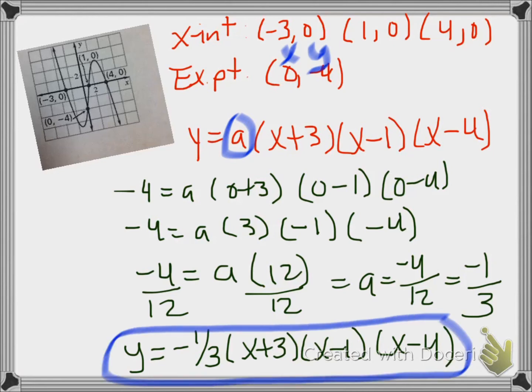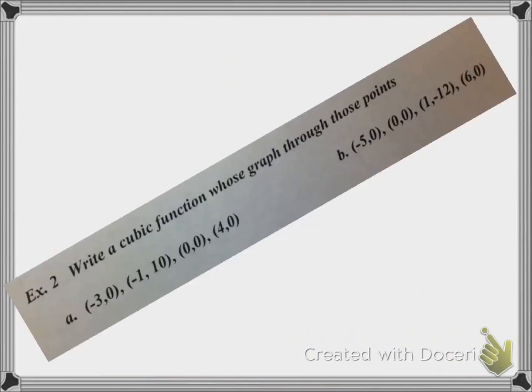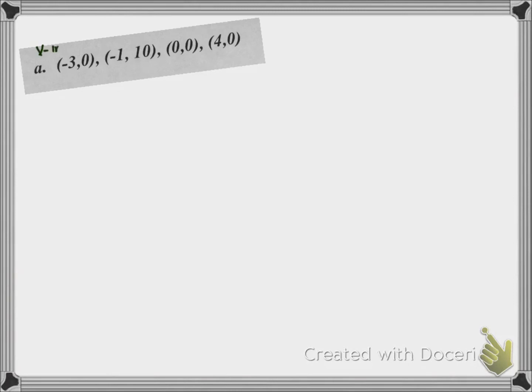The next example is what happens when they give you points. Well, it is going to be example 2, same thing. We're looking for the equation, but now they give you the points, not necessarily the graph. The first points that they give us are right there. Here, we identify which points are x-intercepts and which ones are your extra point.